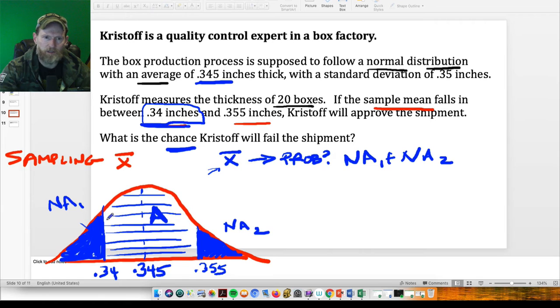Essentially, this line says, okay, we want to find this blue area here. Then we want to say, if the sample mean is 0.34 or less, what is that probability? And that would give us NA1. So to determine that, I'll pause for a minute and let you think about what formula we need to use.